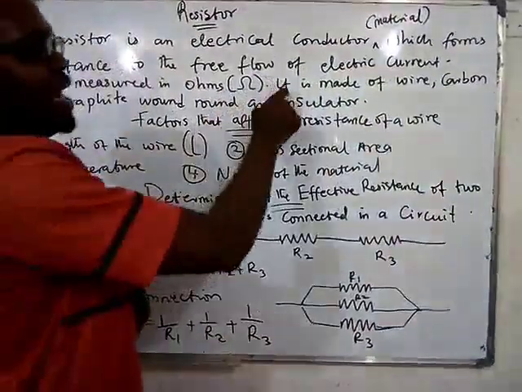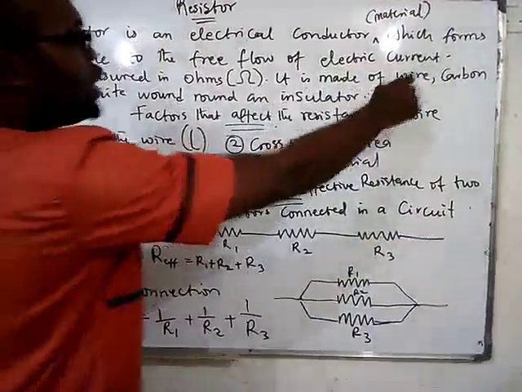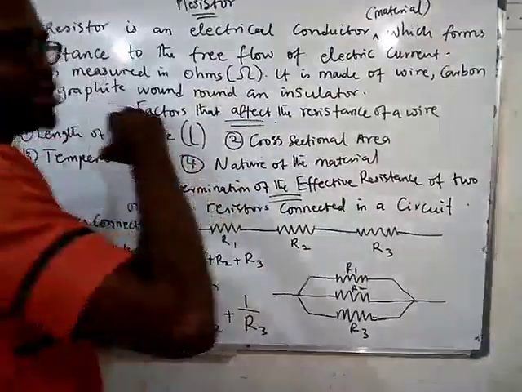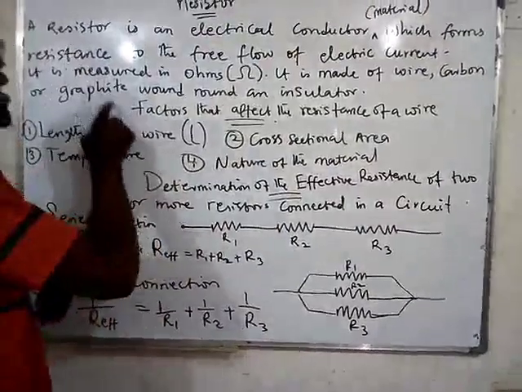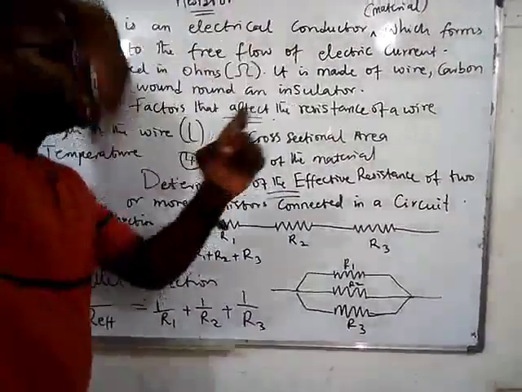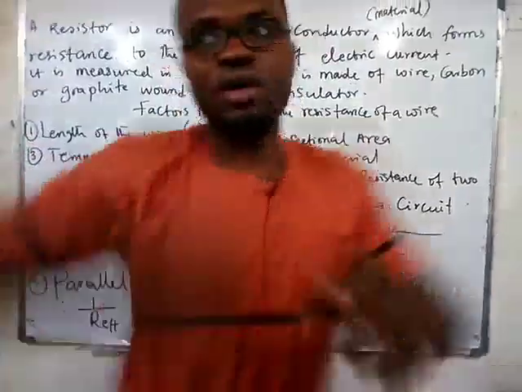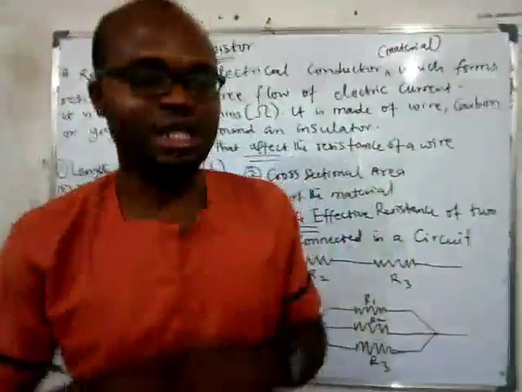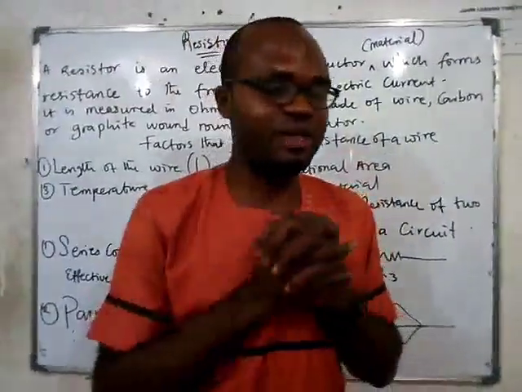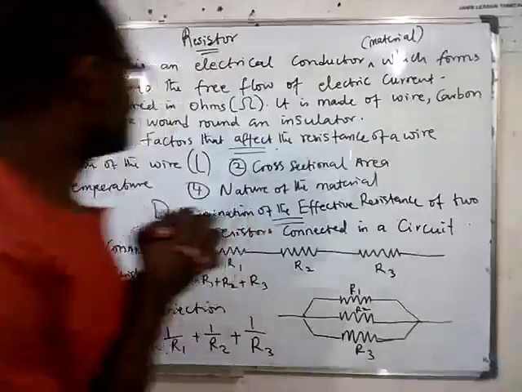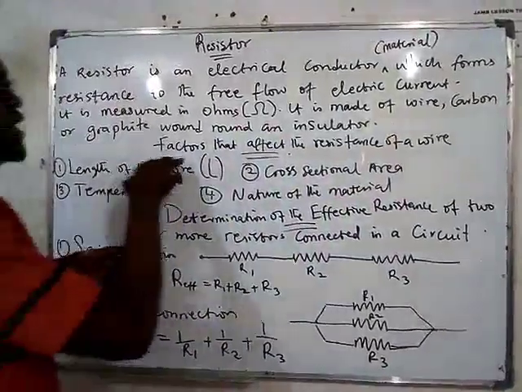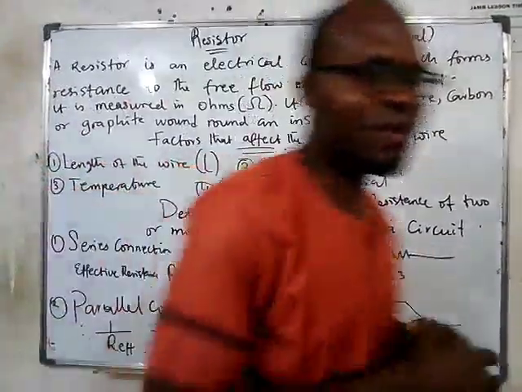Ohms. And resistors are made of what? Wire, carbon or graphite that is wound round an insulator. You understand? That's how you make a resistor. Is that clear? So now you look at the factors that affect the resistance of a wire.